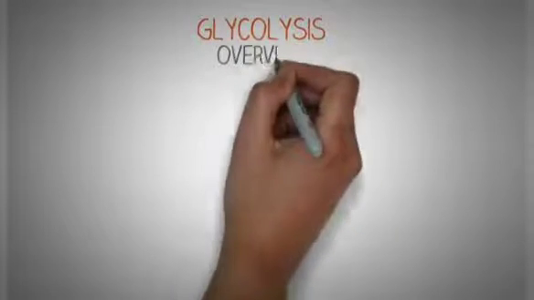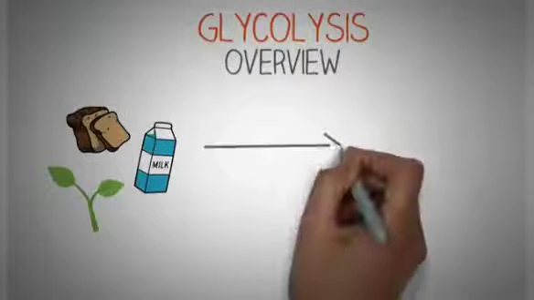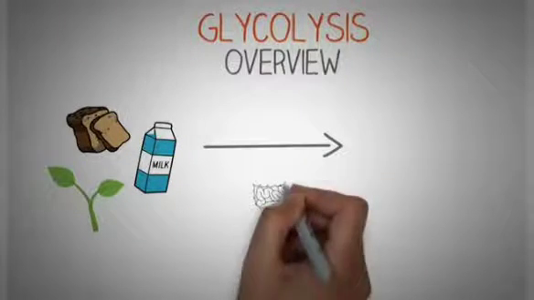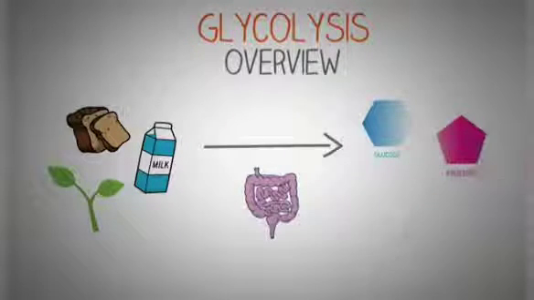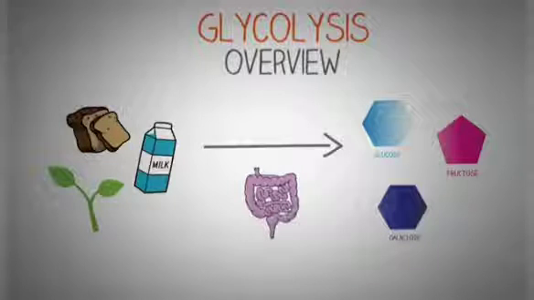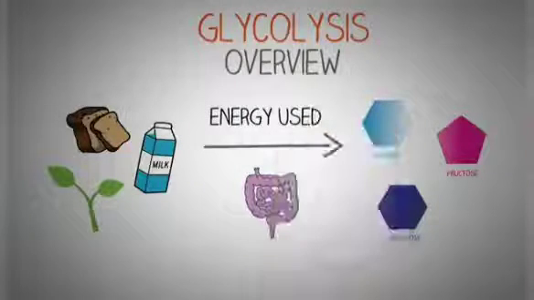An overview about this process of glycolysis. At the end of digestion of carbohydrates, we get simple monosaccharides like glucose, fructose and galactose. Please note at this point of time we have not extracted any energy from these sugars and in fact use energy to digest and absorb them.